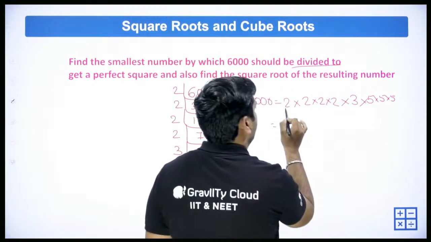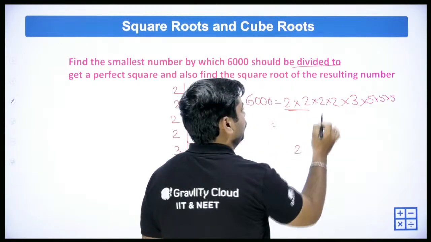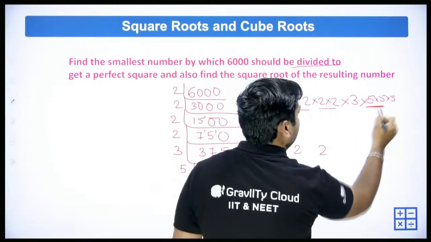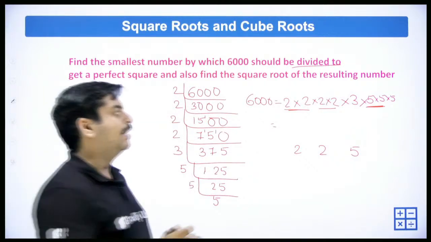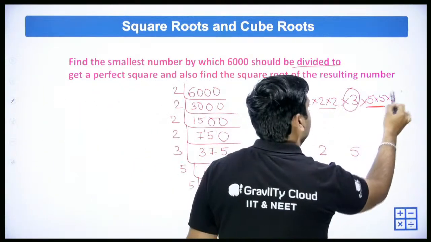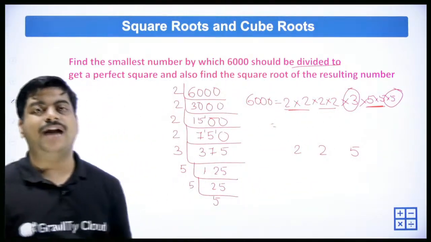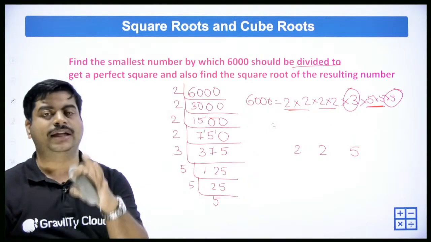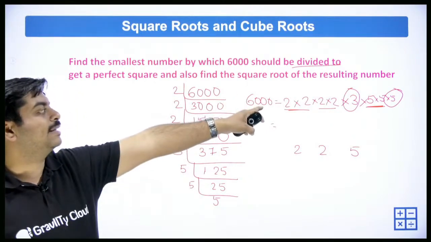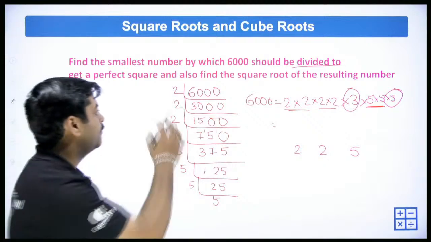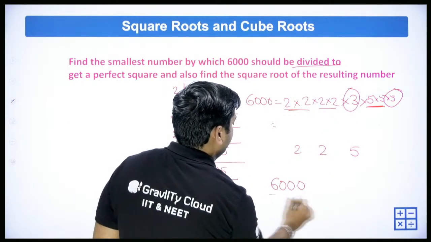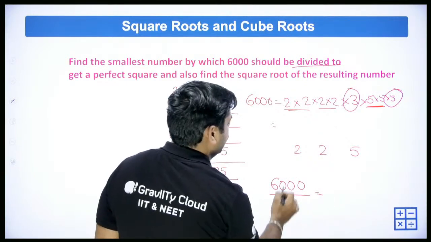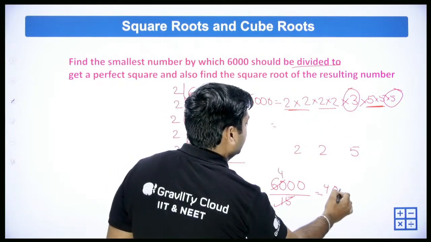Okay, so from here we can take one pair of 2s, from here another pair of 2s, and from these 5s we can take one pair, but we don't have any pairing number for the leftover 3 and 5. So in the present question you need to divide with some number. You need to divide with 15 because we don't need that 3 and 5. 6,000 divided by 15 is 400. That is a perfect square.